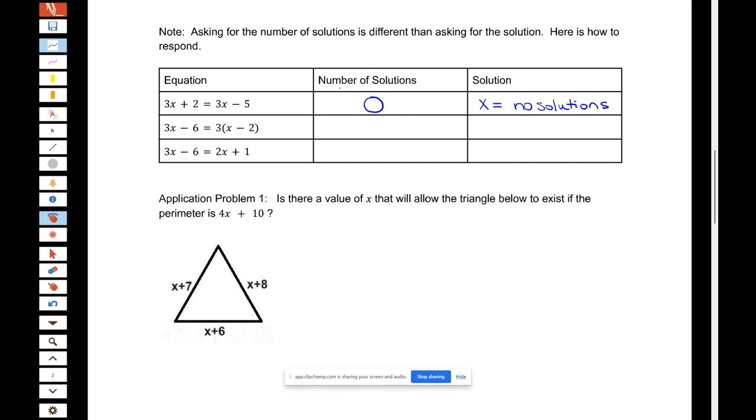So this is the answer to the number of solutions, 0. Whereas this is the answer to the solution, it's no solutions. Every time you are asked to solve an equation, you should write x equals as your answer.